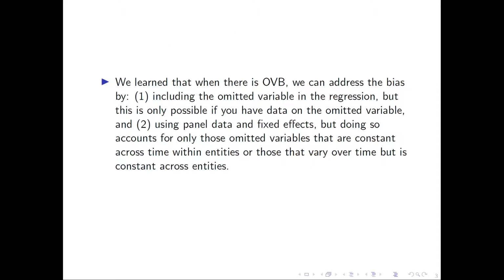So if you have an omitted variable, which is correlated with your present X variable, and it has an effect on the Y variable, then you get the omitted variable bias. What you can do to get rid of this bias is to include the omitted variable in the regression. But oftentimes, you don't have that data. And sometimes it's actually impossible to get that data. The second thing you can do is to use panel data.